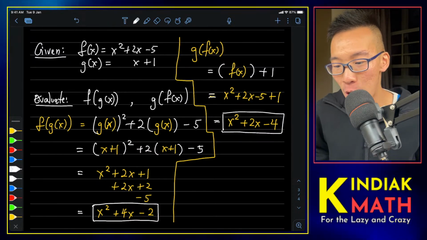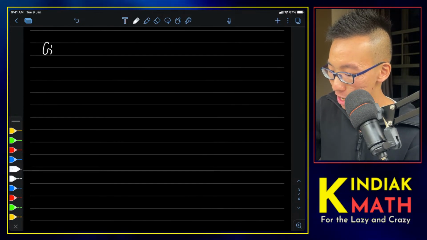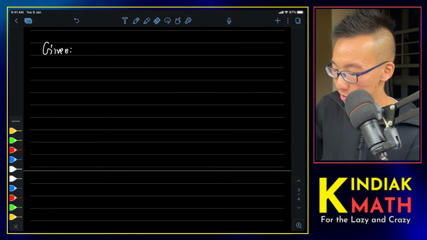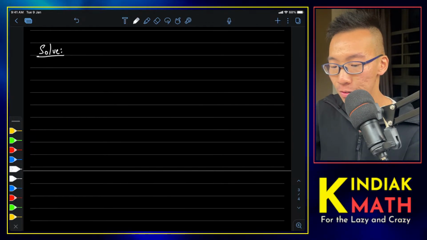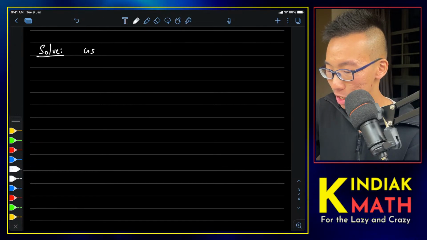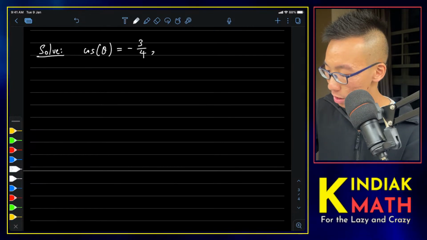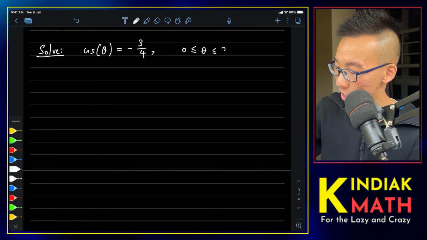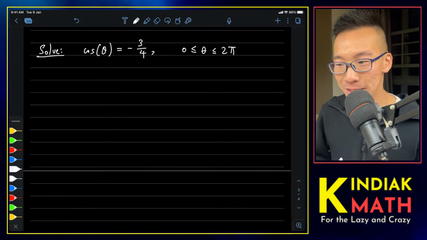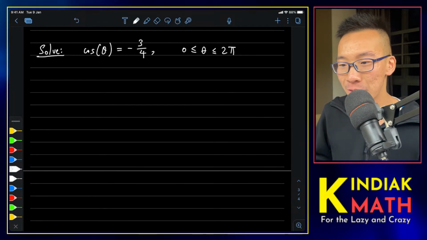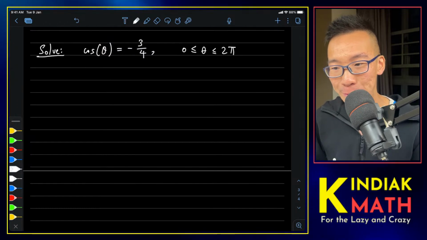Alright, and for our final question in part A, we are given a trigonometric equation. In fact, this next question requires us to solve the trigonometric equation cos of theta equals negative 3 over 4, where theta is between 0 and 2 pi. So I've taught a bunch of different ways to solve this equation, but I found a rather sneaky cheat code that gets to the final answer very quickly.